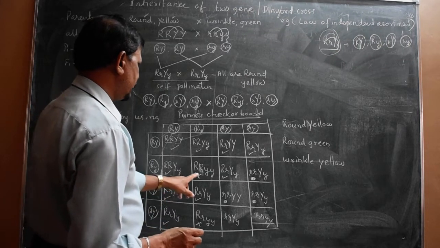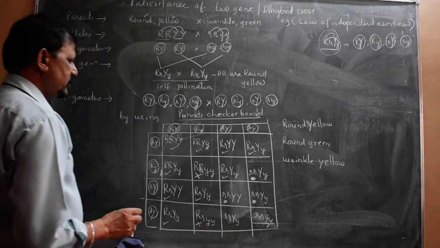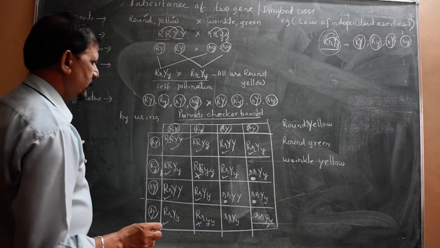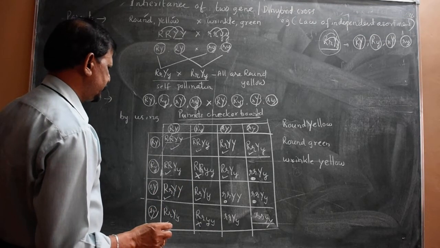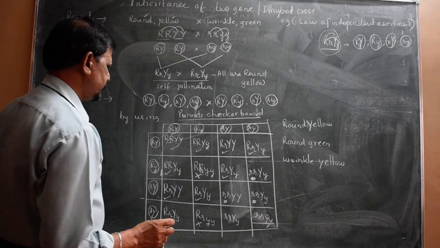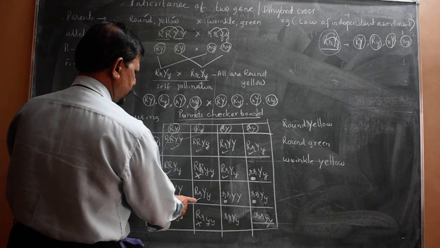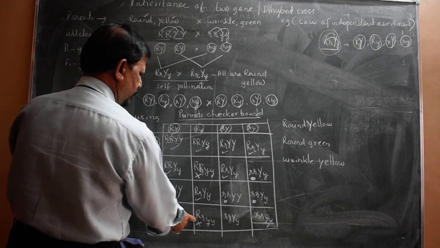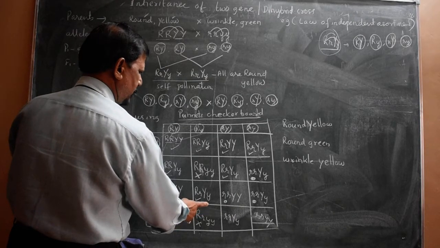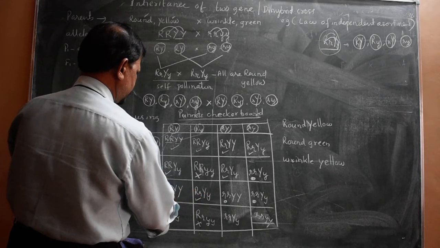This is a round green. There is some mistake. A round green. Where is that round green? This is a round green, and there might be another one that should be there, round green now.